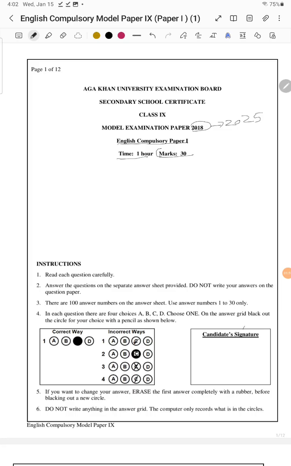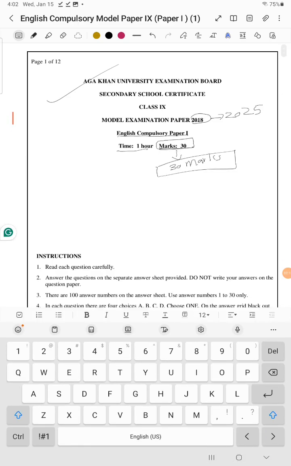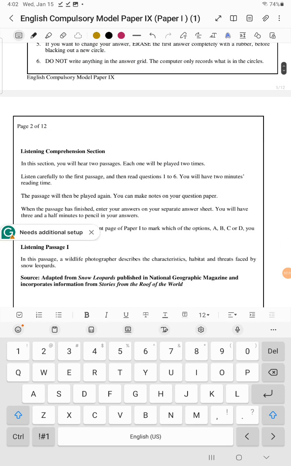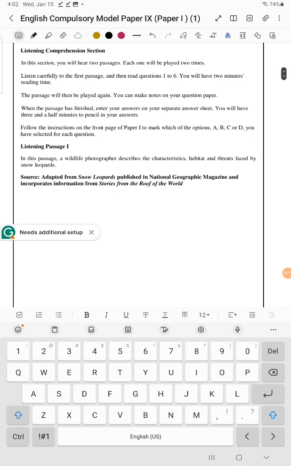Now, in my opinion, you have to gain full 30 marks in this section. What I've said, you must repeat it with me: you have to gain the whole 30 marks in this paper 1. How can you gain them? Let's discuss that with each and every strategy, with topics, with tips and tricks.